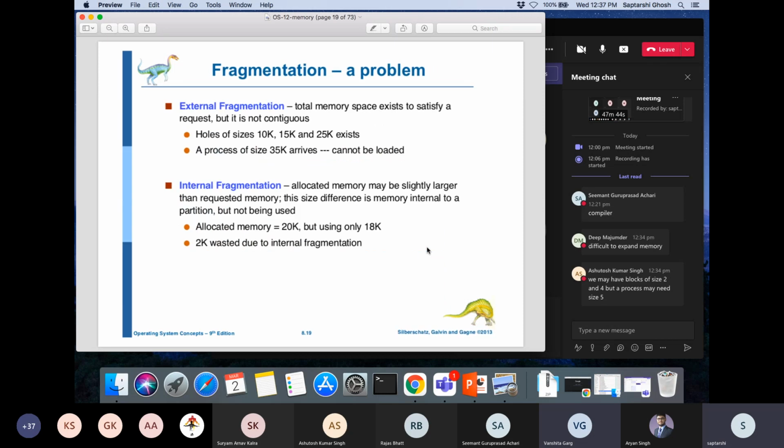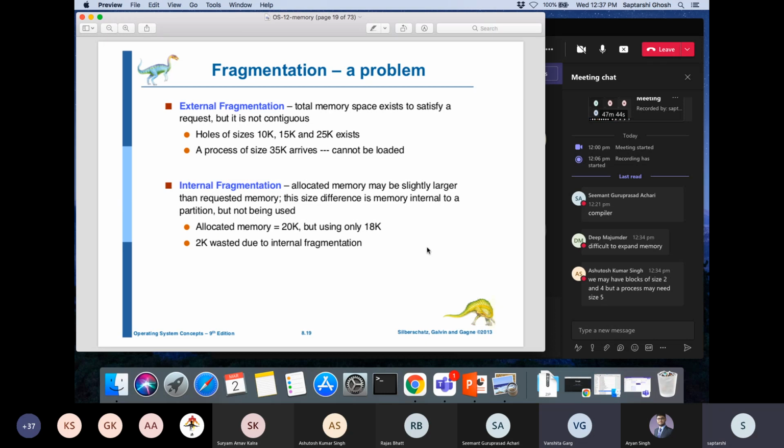The problem which Ashutosh pointed out has a technical name, and that is called fragmentation. There are two types of fragmentation, external and internal. External fragmentation is exactly what Ashutosh said: there is total free memory space to satisfy your request, but it is not contiguous. This is called external fragmentation.